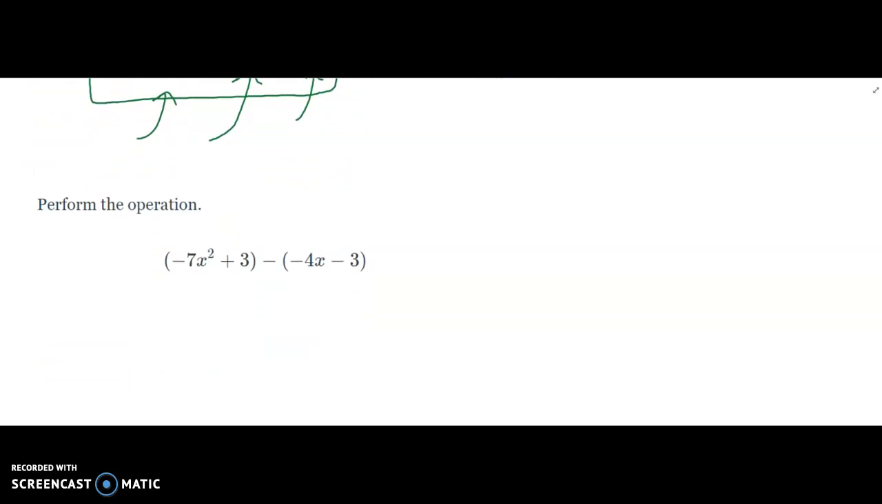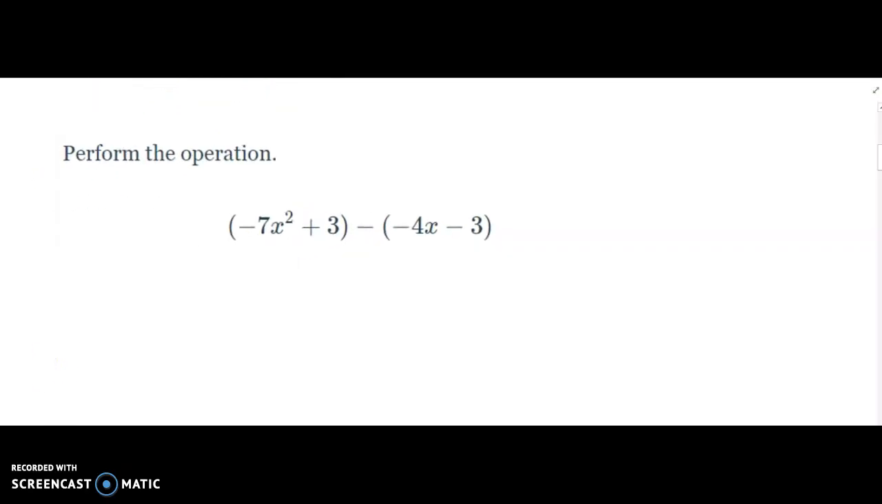Perform the operation. Again, we have a binomial because it has two terms being subtracted from this binomial. Now, subtraction is a little bit trickier. This is where my students tend to mess up, so be careful. I'm going to write it like this. This first polynomial, I really don't need the parentheses, so I'm just going to get rid of them. So we got negative 7x squared plus 3, and we're subtracting everything in the parentheses that follow.